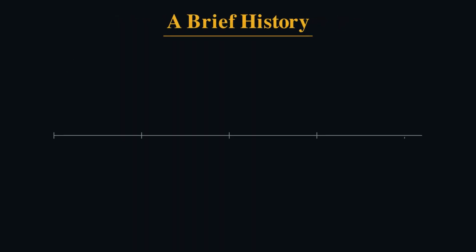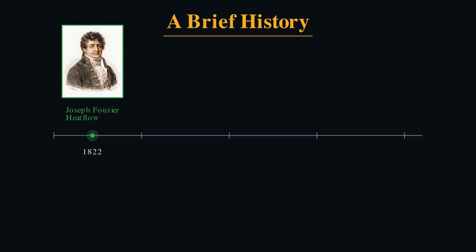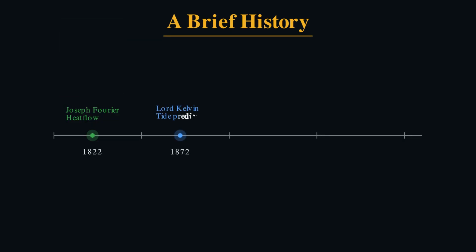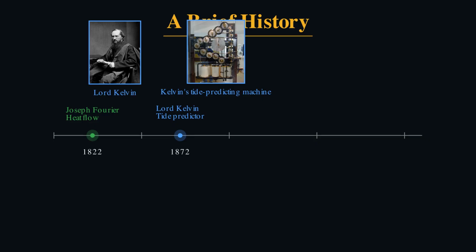The story begins in 1822. The French mathematician Joseph Fourier was studying how heat flows through metal. He made a bold, controversial claim that any function could be built from a sum of simple sine waves. 50 years later, Lord Kelvin used Fourier's math to build a machine of brass gears and pulleys that predicted the ocean tides, separating the gravitational pulls of the sun and the moon.